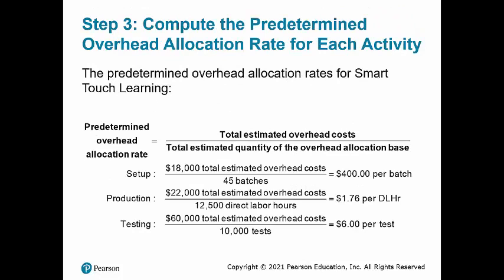This slide shows the actual calculation for each of the predetermined overhead allocation rates for setup, production, and testing. They estimate the total overhead cost for each of those activities, divide it by the total estimate of the overhead allocation base, and they got $400 per batch as the predetermined overhead allocation rate for setup, $1.76 per direct labor hour as the overhead allocation rate for production, and $6 per test as the overhead allocation rate for testing.